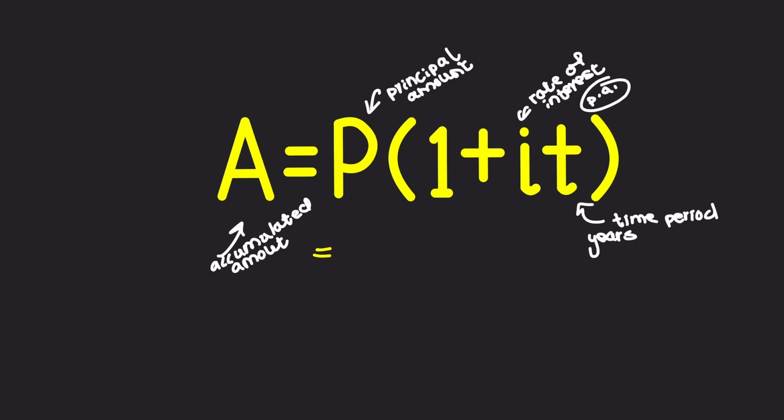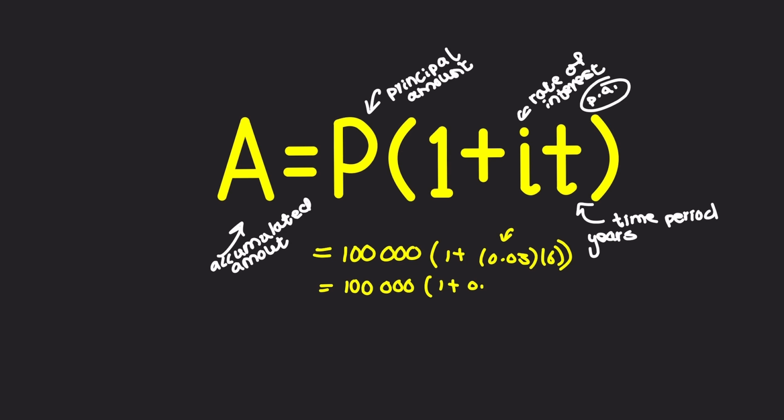So the principal amount was 100,000, okay? And the rate of interest was 0.03. Again, just note that it's a decimal, and the time period was 6. So this is going to be 100,000 times (1 plus 0.18), which is equal to 100,000 times 1.18, which gives me 118,000. And here you can put your currency at the end of the question.